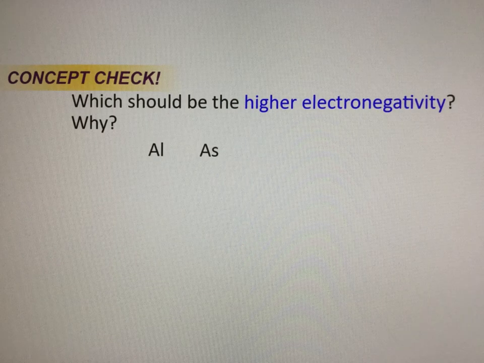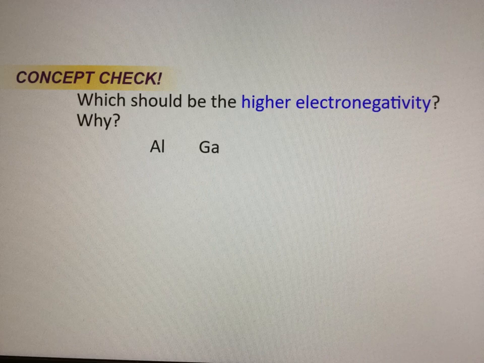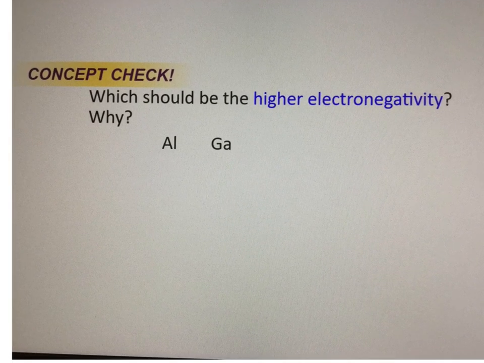Okay, aluminum and arsenic. As is actually further right, so this will be the correct atom that has the highest electronegativity between these two. Okay, now these are again in the same group. They're in the boron family. So gallium is actually lower than aluminum. Aluminum is higher on the periodic table. So this will be the element that has the higher electronegativity.